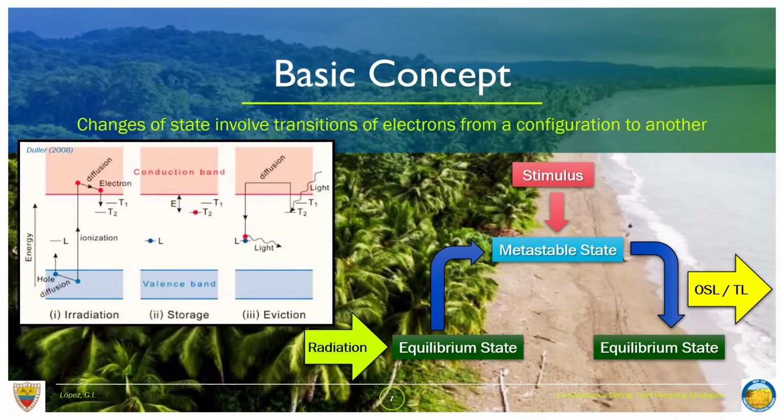And how does this happen? Well, this is some pretty cool physics at the atomic and molecular level, but I'm not going to get into that because it is actually quite complicated. I'm just going to very simply tell you that it involves changes in the different states, transitions of electrons when they are trapped during the equilibrium stage, and when they get stimulated, they move into a different metastable state that releases the OSL or TL signal. So it releases the electrons in the form of luminescence, and that is what we measure.